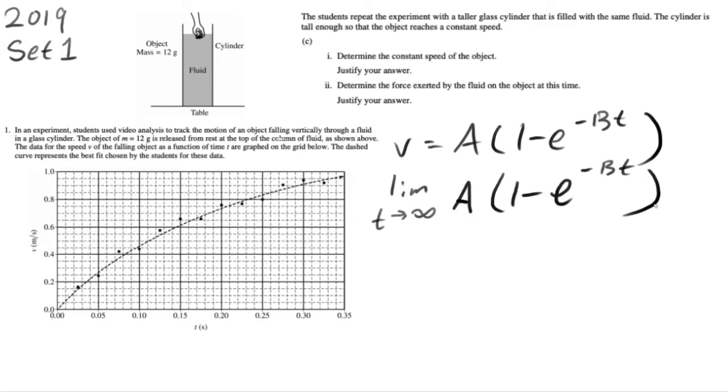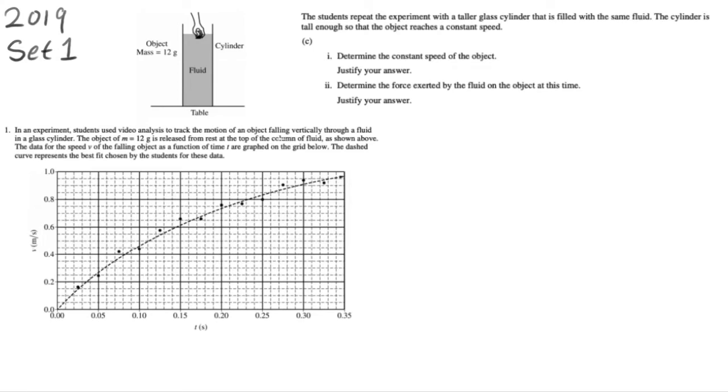You don't have to show this process because a lot of people can already see that v will approach a when t approaches infinity. So we have to state that v equals a, and we have to justify our answer. You can justify your answer by saying, to find the constant speed of the object, you need to set time equals infinity and see the value that v of t approaches. That would be my justification.